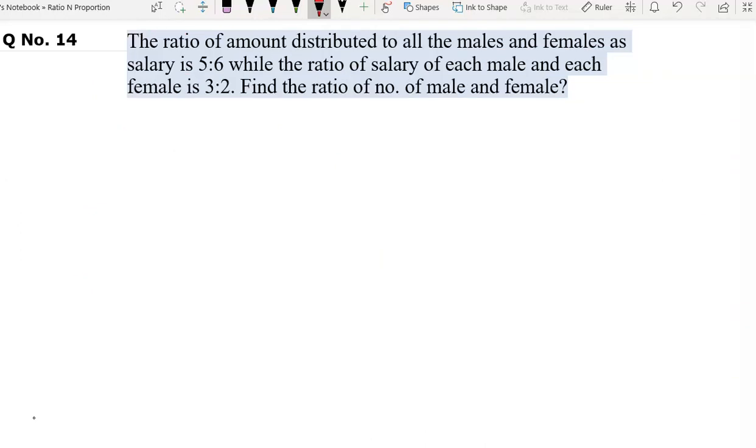Question number 14. The ratio of amount distributed to all the males and females as salary is 5:6, while the ratio of salary of each male and each female is 3:2. Find the ratio of number of male and female. So in this question it's given, we have male and we have females, and the ratio of amount distributed to all the males and females is 5:6.